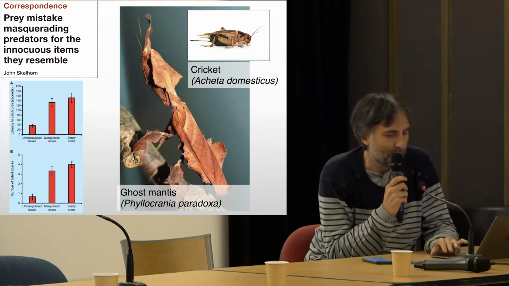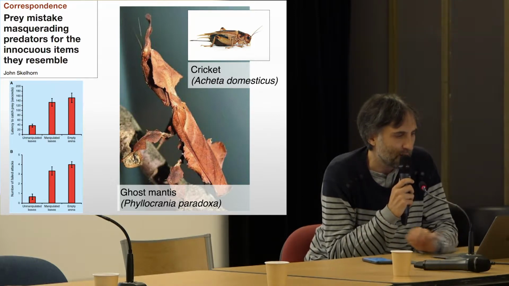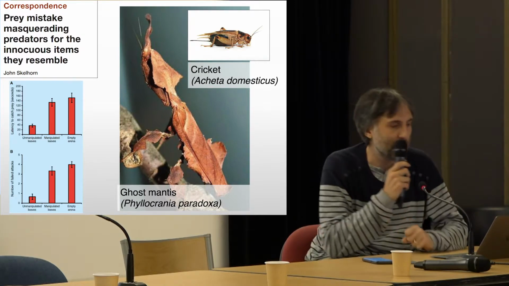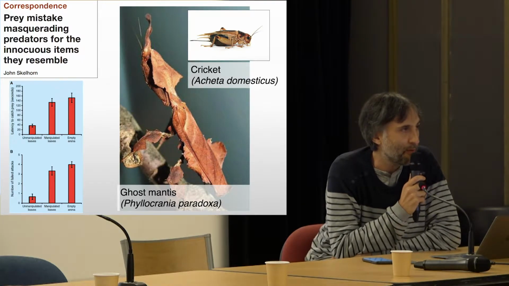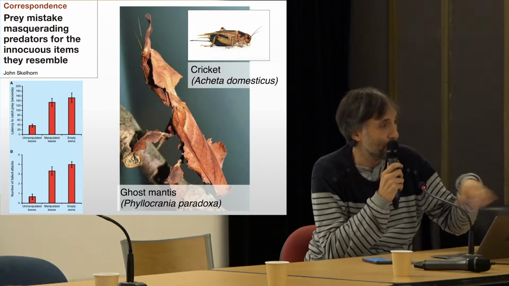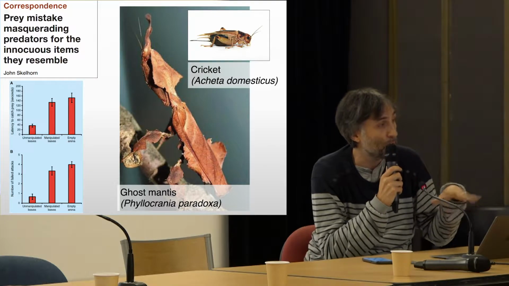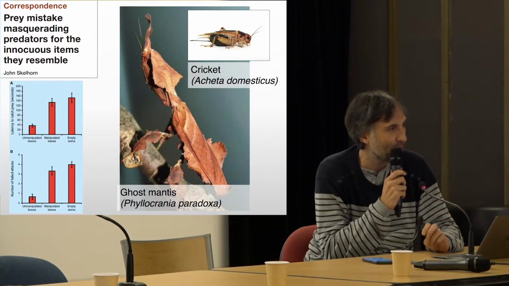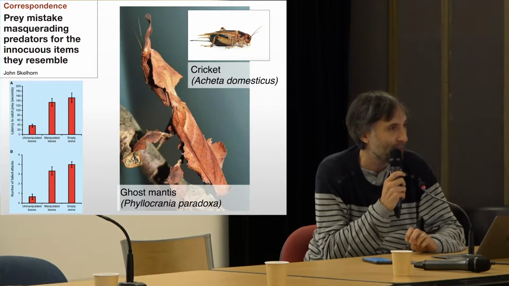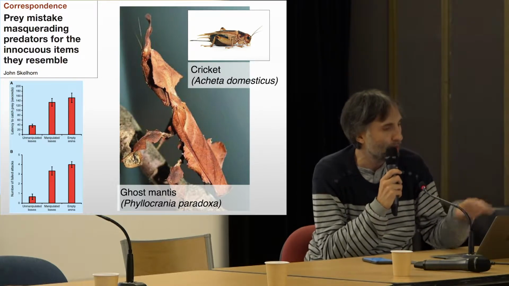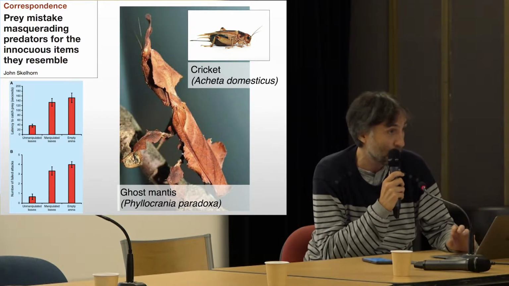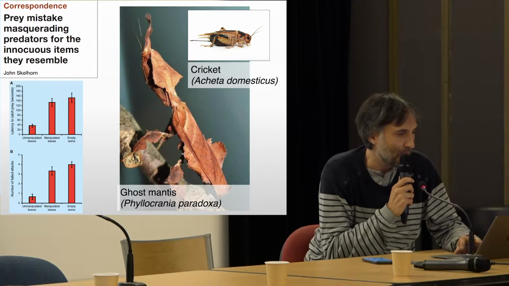So the experiment goes this way. These are the results, I will come to this in a second. But the author raised crickets from birth in three different environments. He had crickets that lived in a small arena covered with dead leaves. So these crickets were familiar with dead leaves. Other crickets never saw a dead leaf in their lives. They were raised in an empty arena. Until other crickets were raised in an arena with leaves that didn't look like dead leaves and so didn't look like the ghost mantis. And you can guess what happened.